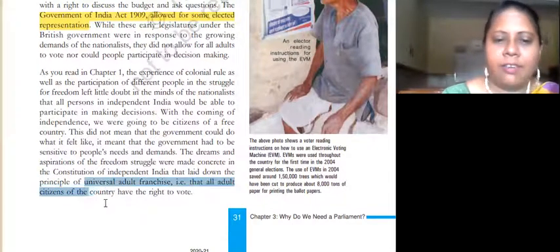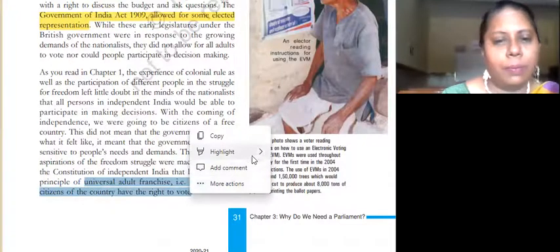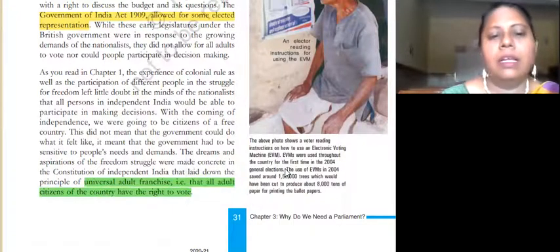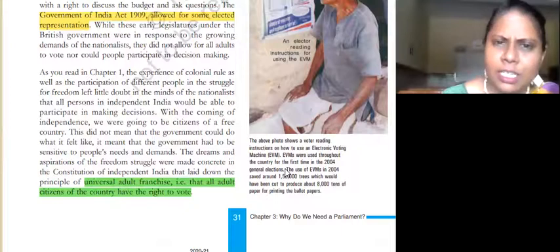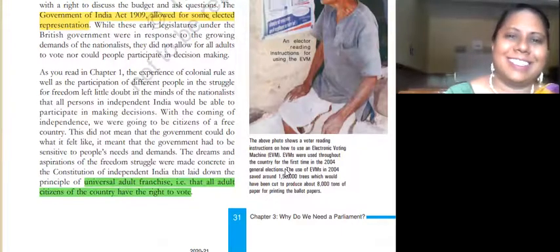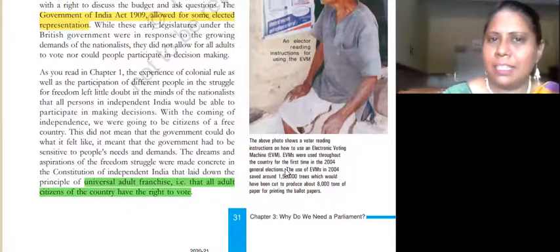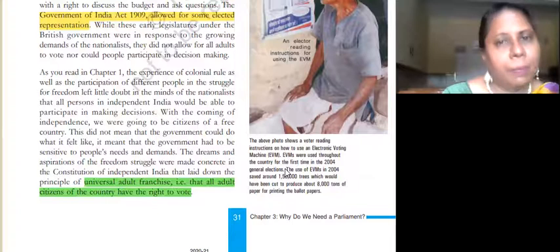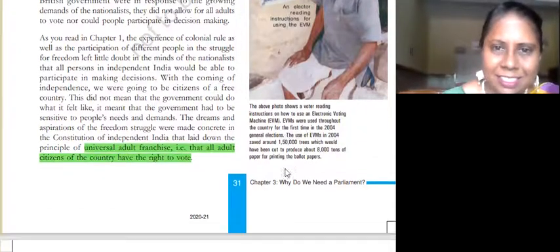In the Universal Adult Franchise, we know, all the adult people, the citizens of the country, are given the right to vote. Hence, through these votes, through these elections, the representatives are elected. These elected representatives then sit in the parliament and make the decisions which are applicable upon us.